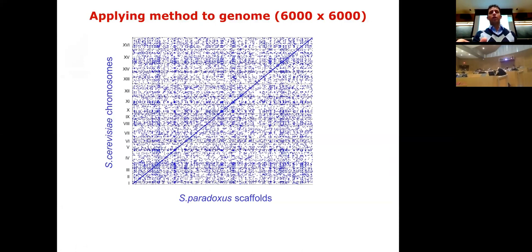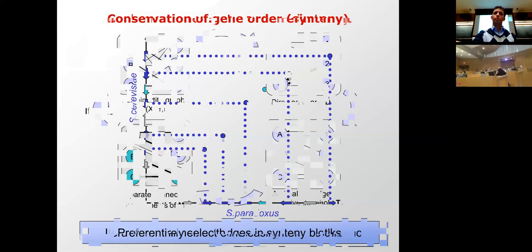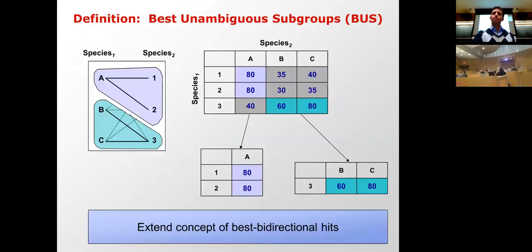So applying this algorithm to four species of yeast, what you end up with is an initial graph that looks like this, where there's a lot of similarity because of paralogous regions. Yes? This is the similarity. You could think of it as percent identity. Basically, the higher the score, the more similar two sequences are.